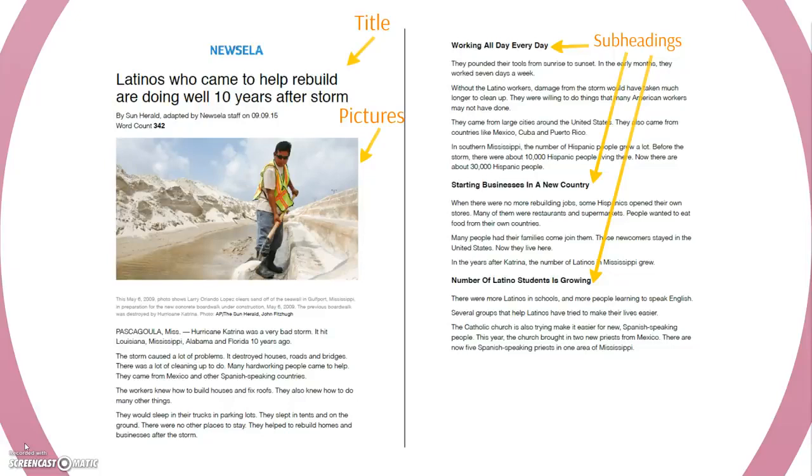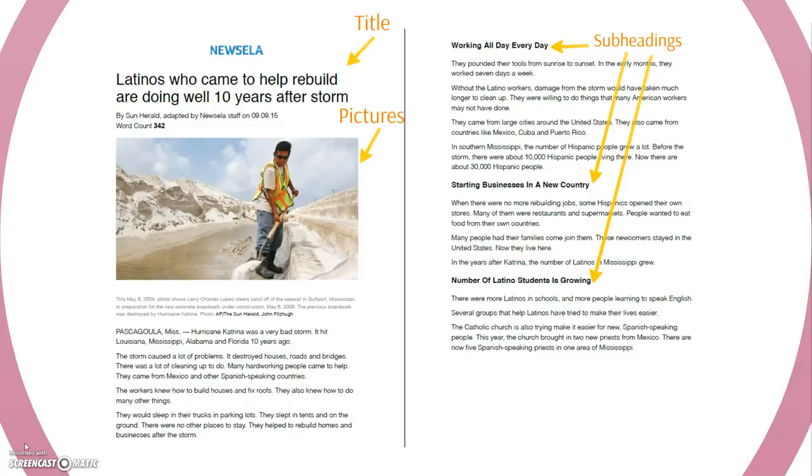Now, if I look at these, I can start to try and match these with what I already know from the title and picture. So for example, the first one, working all day, every day, that matches the picture and the title. This is probably going to be about people who were working hard to rebuild. Now, the second one, starting businesses in a new country, okay, this tells me something. This tells me that these people were probably moving between different countries, not just different areas. So now I have more information.